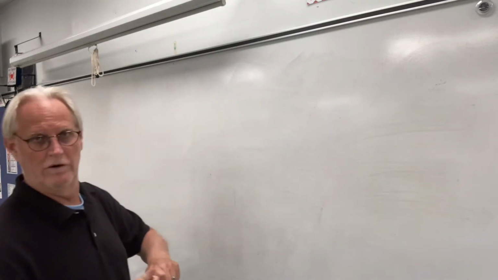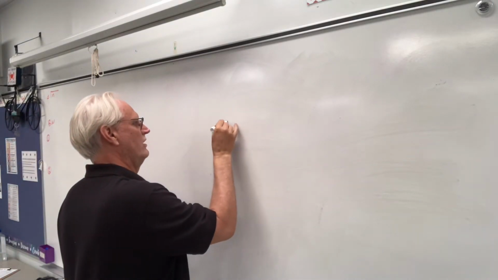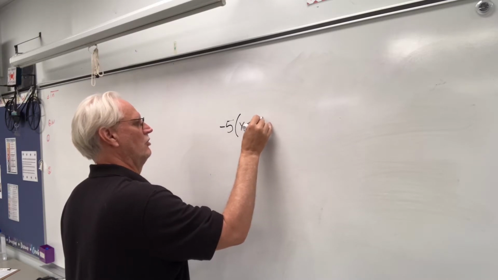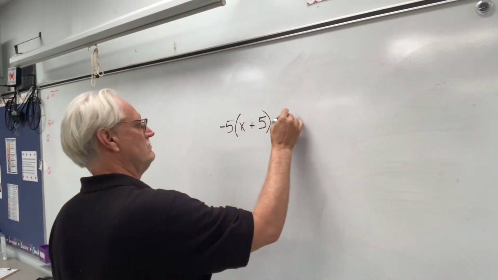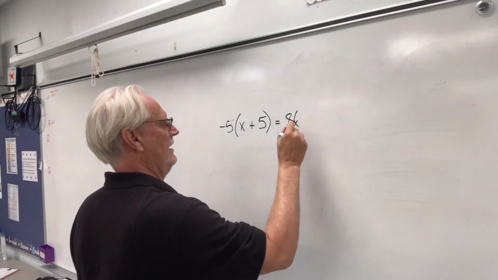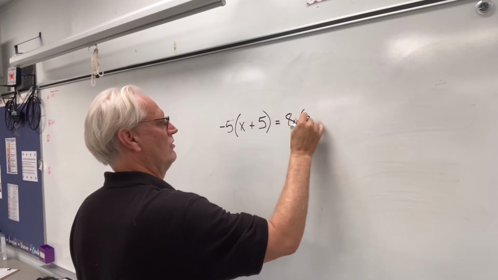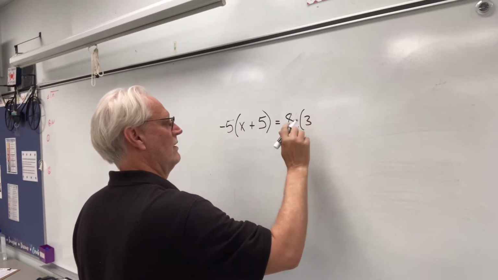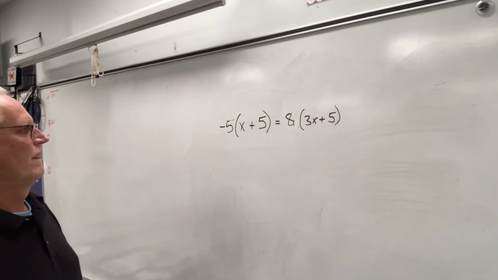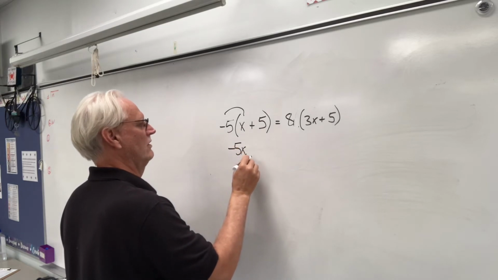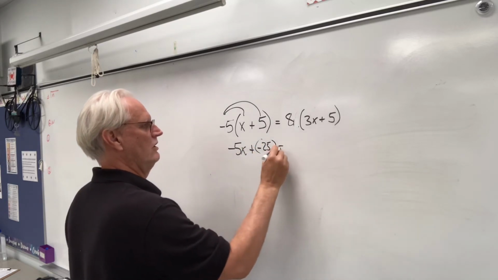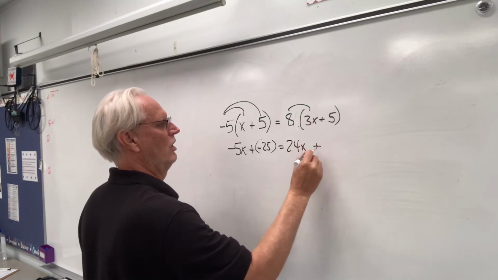All right, so we're going to go ahead and erase this. And let's try some that are negative numbers, okay? So let's try negative 5 times x plus 5, and that equals 8x times 3, x plus 5. Let's try that. So distributive property means we have a negative 5x, and then negative 5 times positive 5, so plus negative 25, equals 24x plus 40.